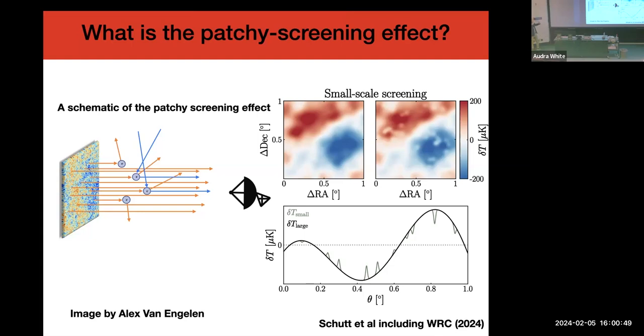Patchy screening is a next-order effect from that, which describes how in regions where there are more or fewer free electrons, you get more or less scattering of the CMB, depending on that line of sight. And that leads to more or less damping of the CMB. You can see an example here of what the CMB would look like without patchy screening, and an example of what it looks like with some very exaggerated levels of patchy screening.